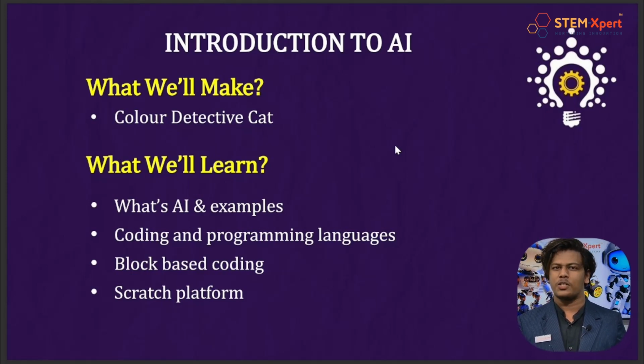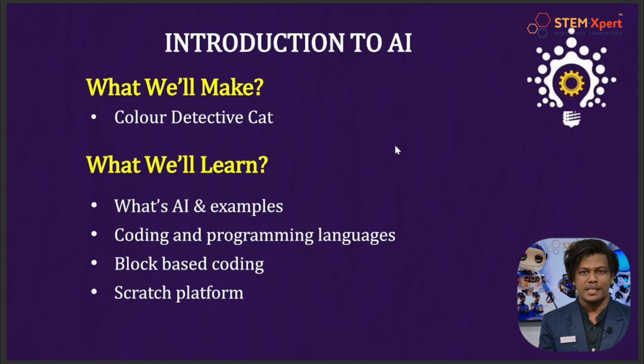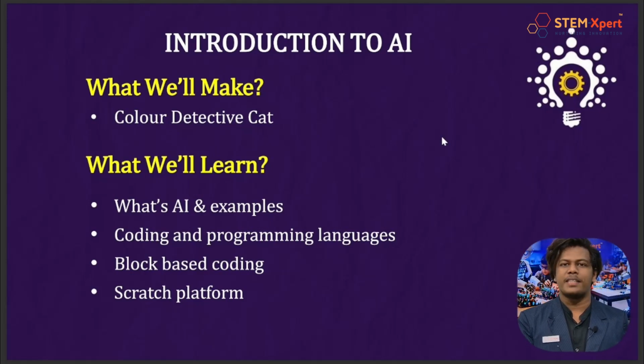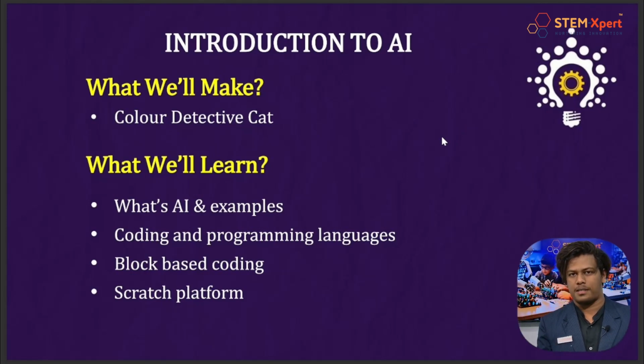Wait, what does that mean? Color Detective Cat. Any guess from anyone? Okay, hold on, I can explain. It's all about a cat that has to predict the colors. For example, if I place the cat over a color, it has to predict the exact color.